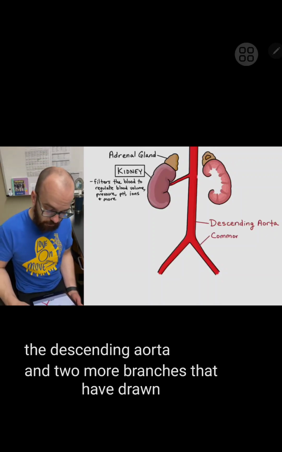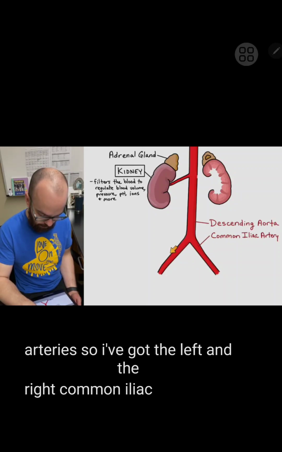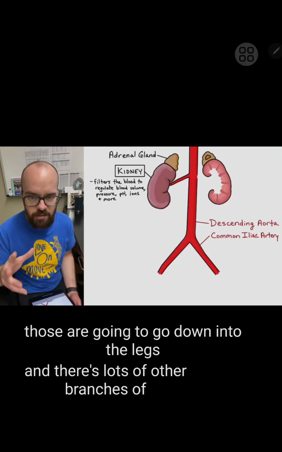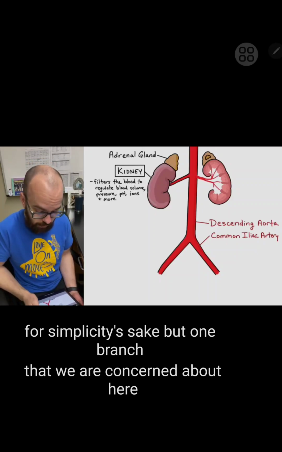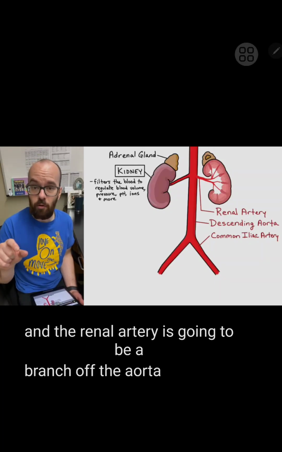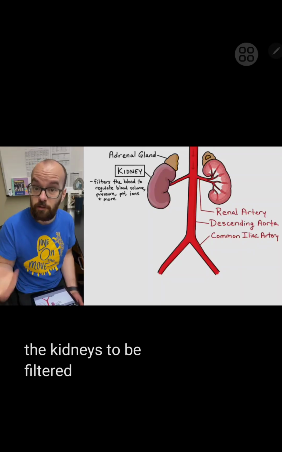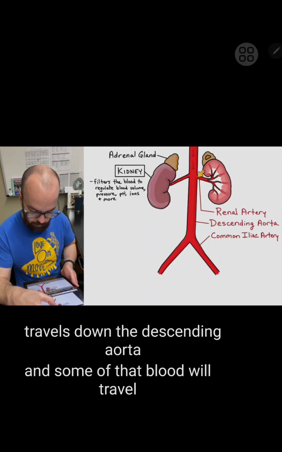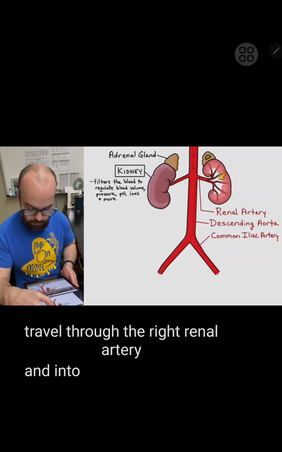And two more branches that I have drawn are called the common iliac arteries. So I've got the left and the right common iliac artery. Those are going to go down into the legs. And there's lots of other branches of arteries that I didn't draw on here just for simplicity's sake. But one branch that we are concerned about here is going to be called the renal artery. And the renal artery is going to be a branch off the aorta that goes to the kidneys, basically to deliver blood to the kidneys to be filtered. So as blood leaves the heart, it travels down the descending aorta, and some of that blood will travel through the left renal artery, some will travel through the right renal artery, and into the kidneys.